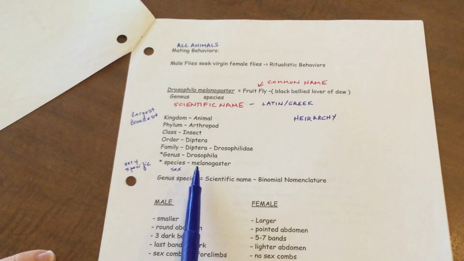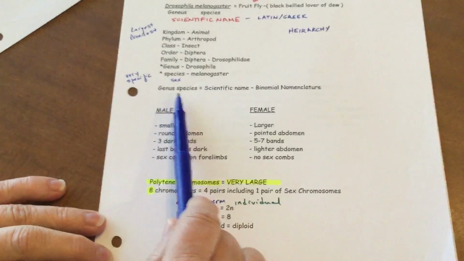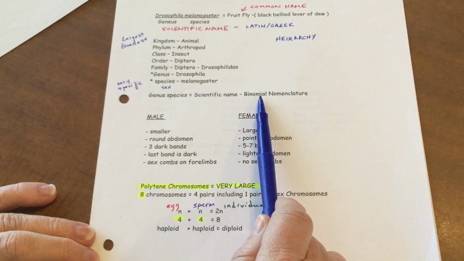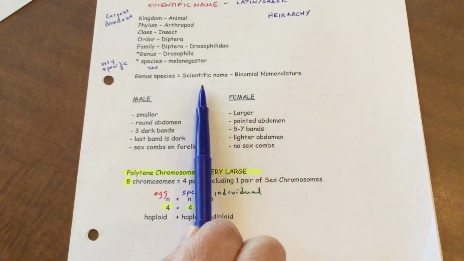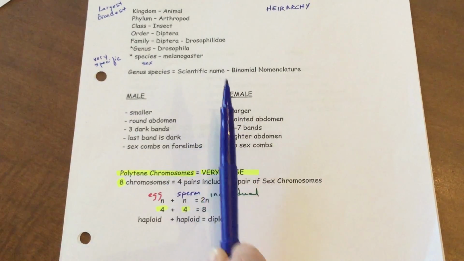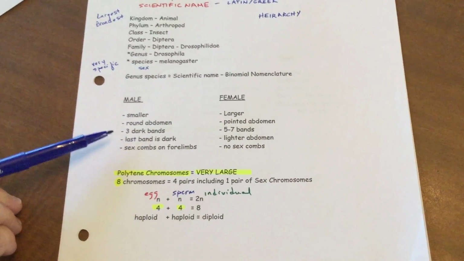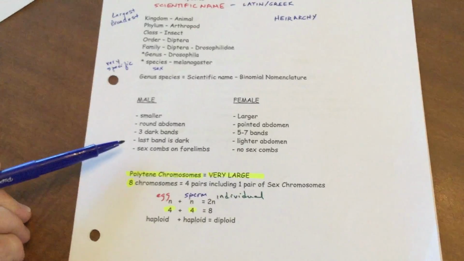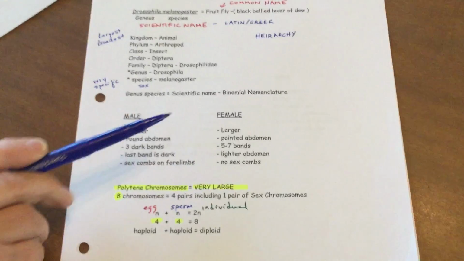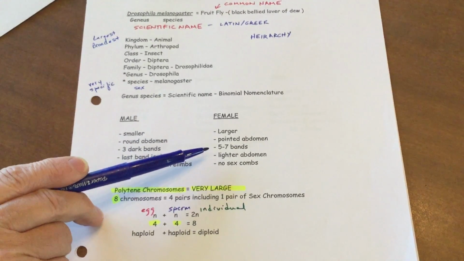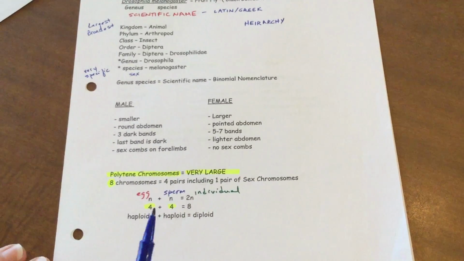So here basically is the breakdown of the fruit fly's hierarchy, going from largest to smallest. The genus species is the binomial nomenclature, or scientific name, of the fruit fly. Males and females are slightly different. We're going to look at this in picture form in the next video. Males tend to be smaller. They have a rounder abdomen, 3 dark bands, and the last one is dark and larger, and they have sex combs on their forelimbs. Females are larger in size with a pointed abdomen, 5 to 7 bands or stripes, lighter abdomens, and they do not have sex combs.